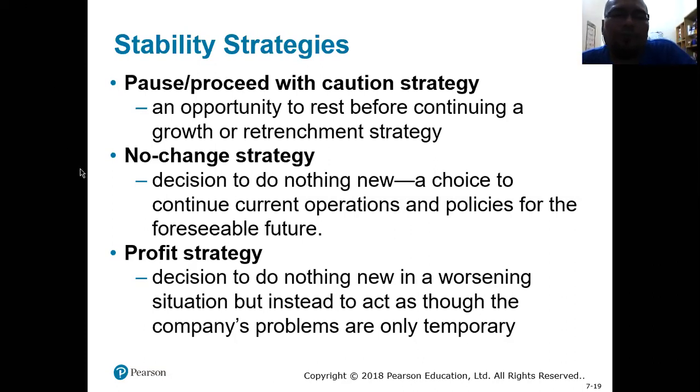Number two, the firm can do a no change strategy. They do nothing new. Basically, they just continue what they are doing. This is a choice to continue current operations and policies for the foreseeable future. Why? They continue with this strategy because they are just waiting for the end. When they decide to do nothing, they can foresee that the end is imminent.